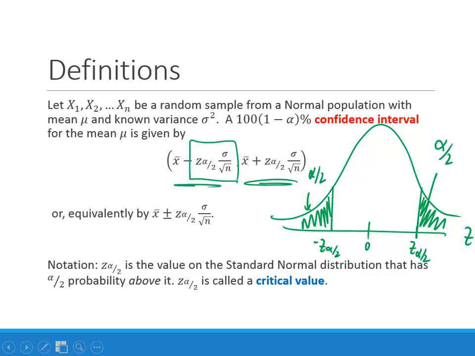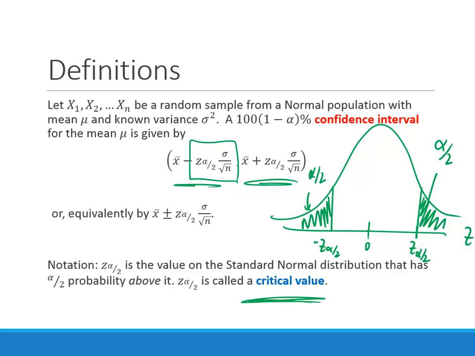Okay? So we found in the previous example alpha was 0.05, and so we found that z sub 0.05 over 2 was 1.96. But in general, you could do that for any value between 0 and a half, I guess, for any alpha level. And so the terminology here is that z sub alpha over 2 is called a critical value.